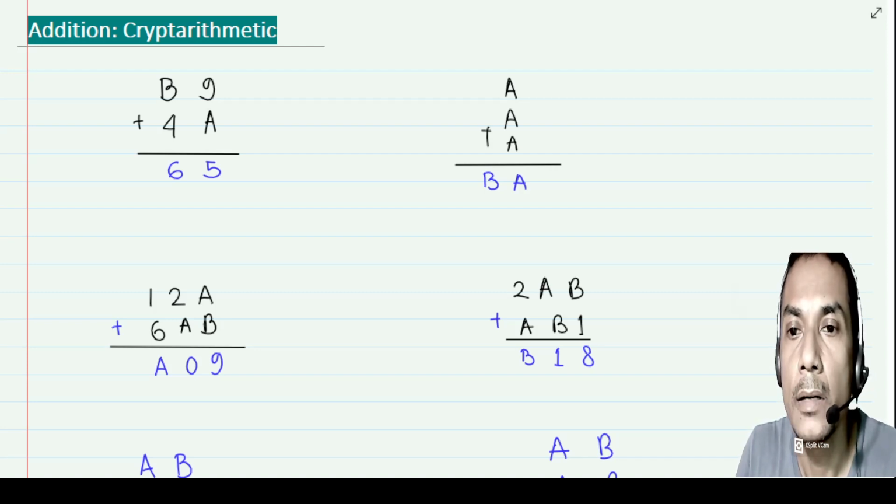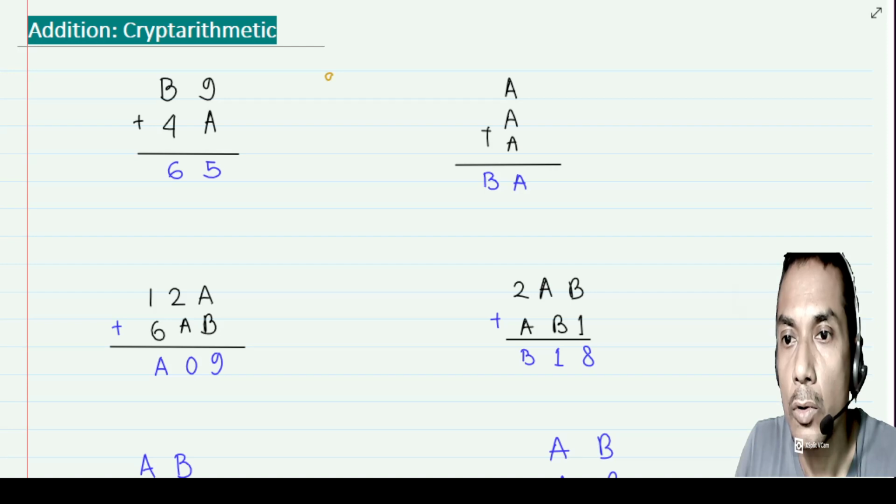B9 and 4A, and that is 65. Clear? So how can we start to solve this problem? Look, there is a 9. So as per the addition method, 9 plus A is equal to 15.